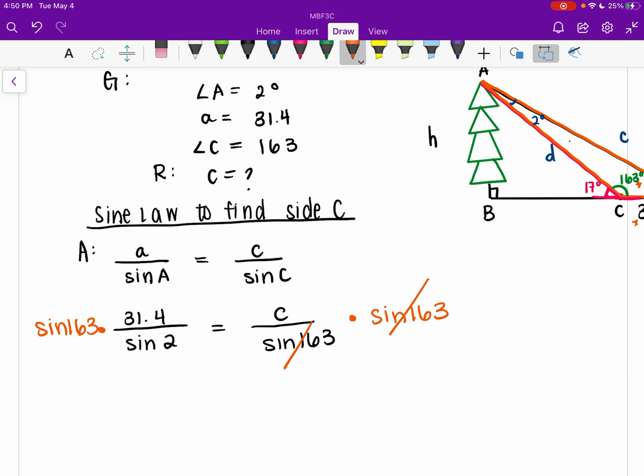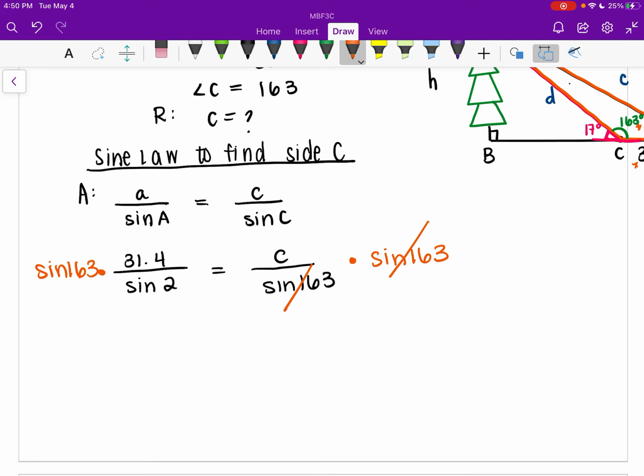Cross these two out, right? And I like to do the division first, so I like to do 31.4 divided by sine 2, and then I like to multiply, so I do sine 63. You could do sine 63 multiplied by 31.4 divided by sine 2. You'd get the same answer.